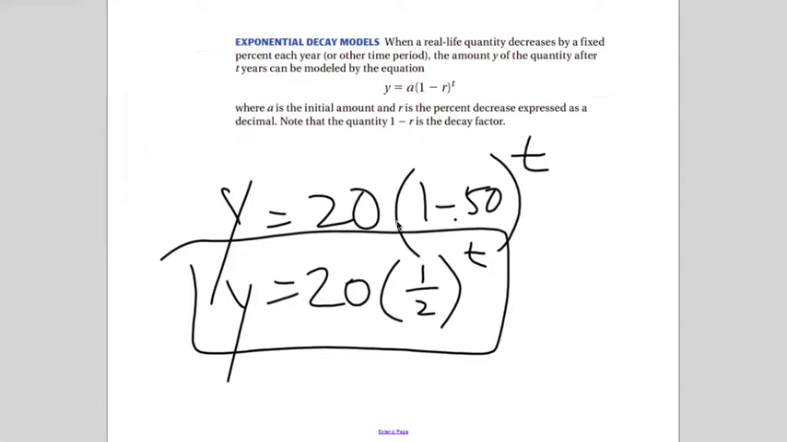So when t is 0, I'm 20 feet away, that's where it begins. When t equals 1, I now end up at 10. When t equals 2, I'm at 5. When t equals 3, I'm going to be at 2.5, and so on.